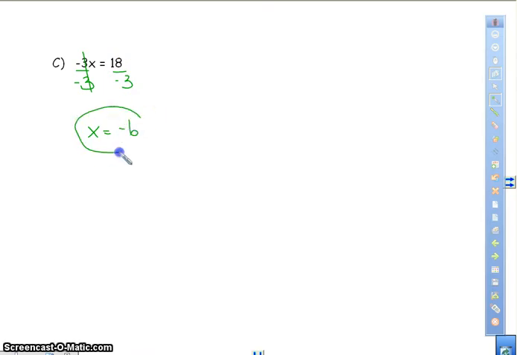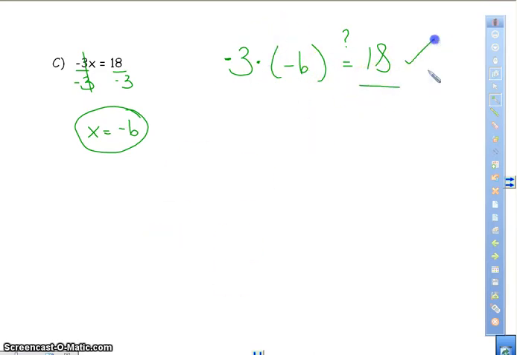So once again, we continue to use those integer rules. If you divided both sides by a positive 3, you would get a positive 6 in your answer, which would not lead to the correct answer in your problem. So looking at a check, I would take negative 3 times my x, which is negative 6, and I want to know if it equals 18. Well, we know a negative times a negative is a positive. And 3 times 6 is 18, so it does check out.